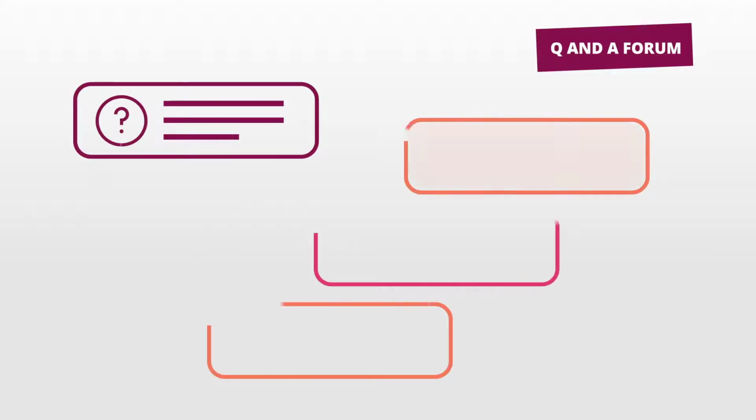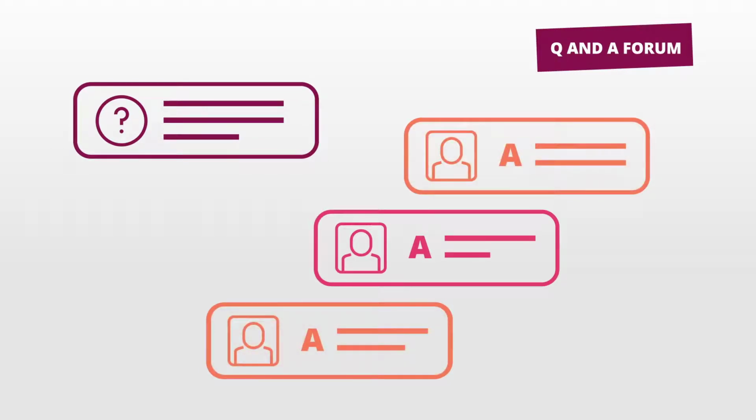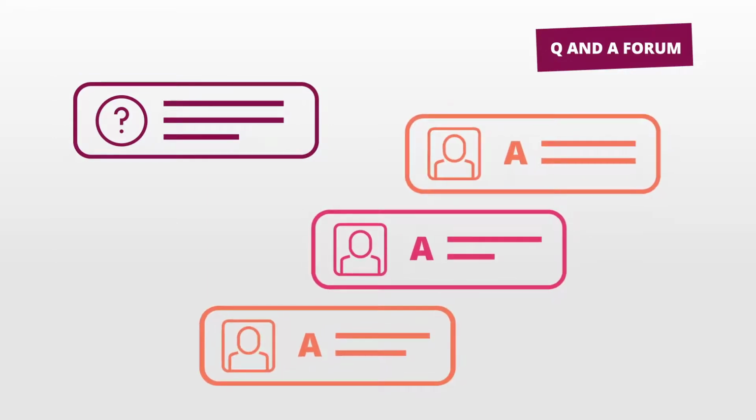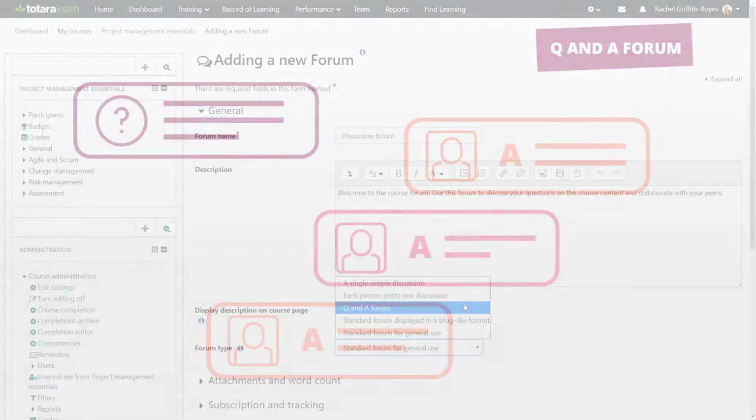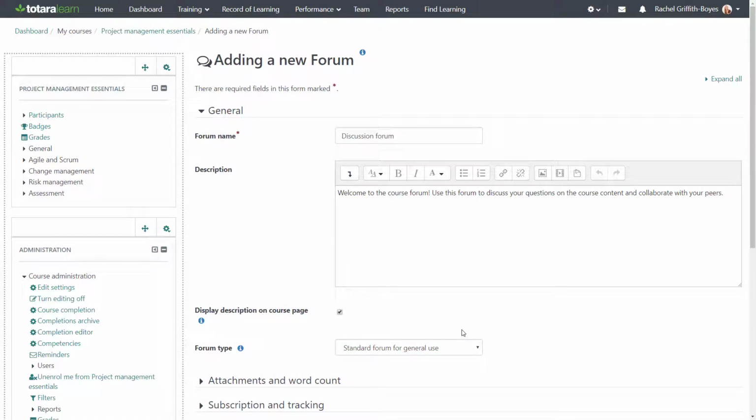The final option is the Q&A forum. In this type, you pose an initial question and learners must post their response before viewing other learners' posts. This is a great option where there are many right answers to a question, or where you want to encourage less confident learners to share their thoughts. For example, imagine you're designing a course on customer service. You could post a customer service dilemma and ask learners to reply with how they would respond. I'll select the standard forum for my forum today.